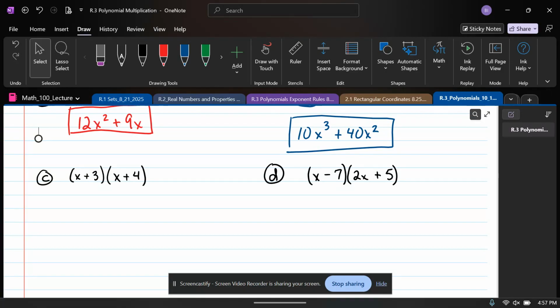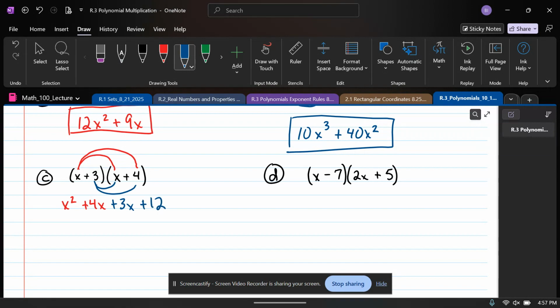What I do is I distribute the x first. So x times x, that's going to be x squared. And then x times 4, that's going to be plus 4x. And then I'm going to distribute the plus 3. Plus 3 times x would be plus 3x. Positive 3 times 4 would be positive 12.